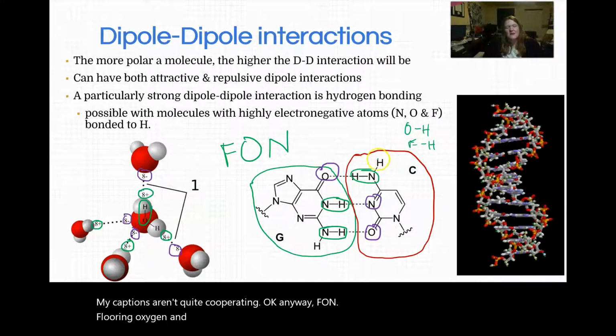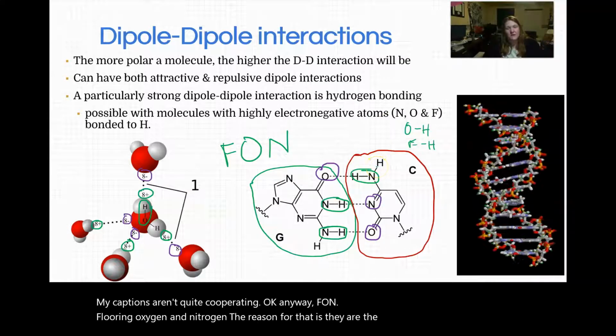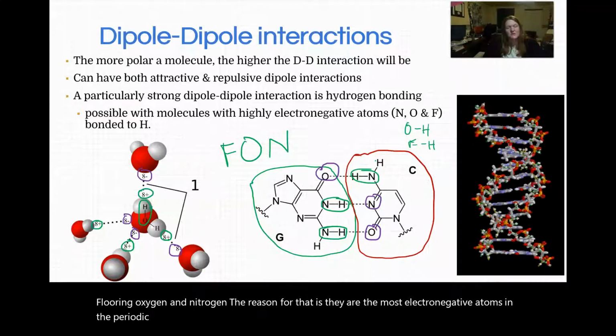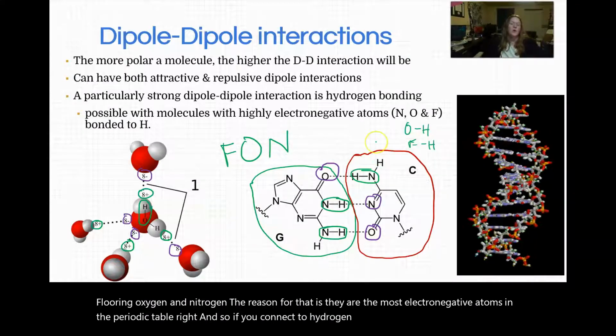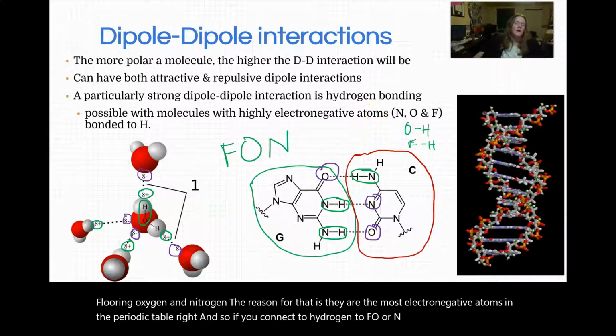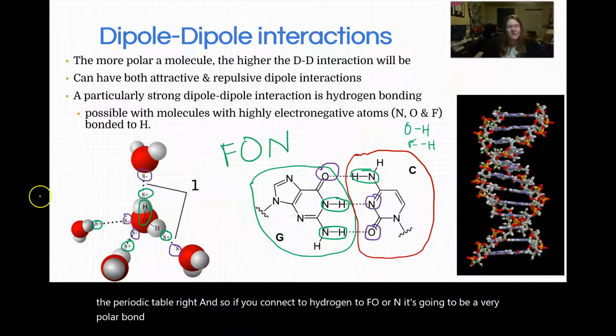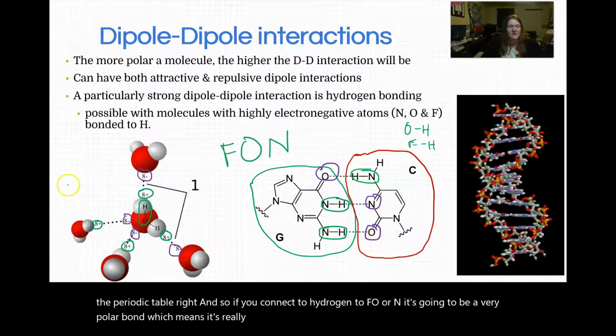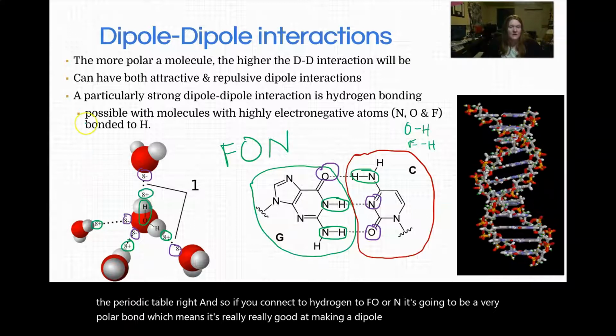The reason for that is they are the most electronegative atoms in the periodic table, right? And so if you connect a hydrogen to F, O, or N, it's going to be a very polar bond, which means it's really, really good at making a dipole-dipole interaction. Very polar.